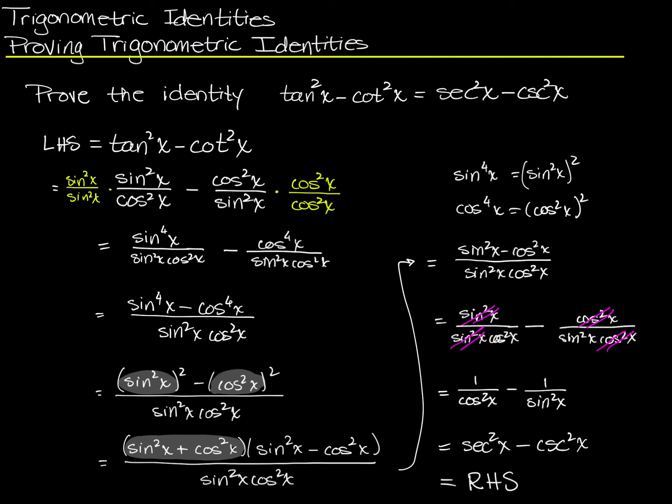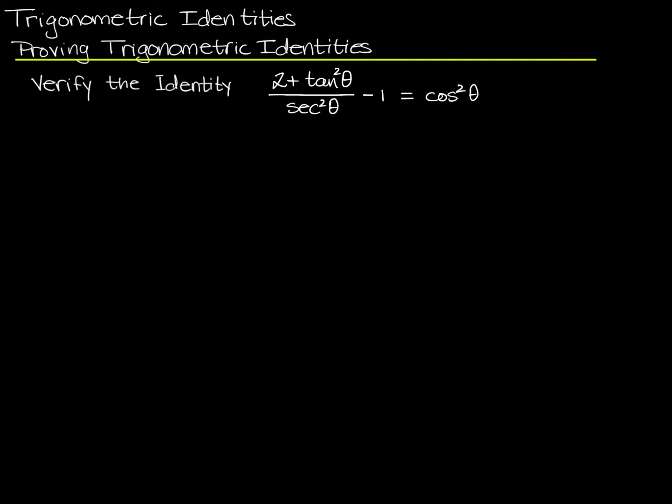The instructions for this one say verify the identity, and the identity they want us to prove is here. Verify the identity means verify that it is an identity. In other words, prove that this equation is true for all values of theta. So this time, the left-hand side looks considerably more complex than the right-hand side. So I'm definitely going to be starting with the left-hand side.